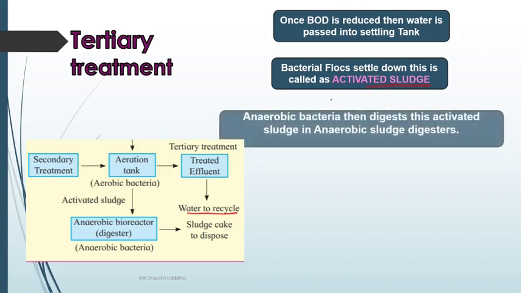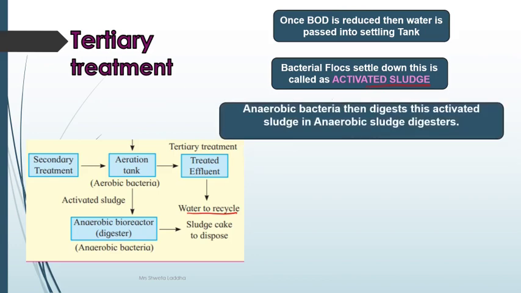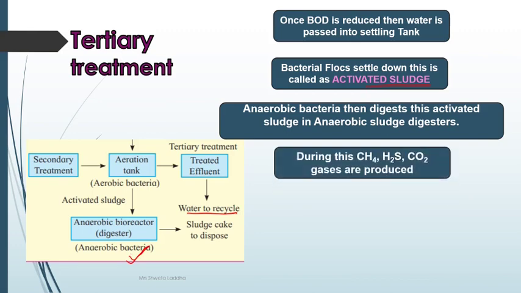These activated sludge are then sent to anaerobic chambers where anaerobic bacteria start digesting this sludge anaerobically. And during this process, gases like methane, hydrogen sulfide, and carbon dioxide are produced. If they are stored in some cylinders, they can be used as biogas also. Okay, so who is producing these gases? That flock, which is now called the activated sludge, which is digested by the anaerobic bacteria in another chamber, is producing these gases.